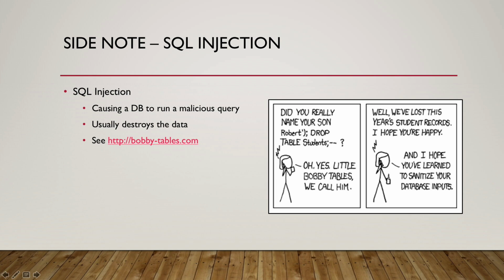Here, a mother's talking to the principal of the school, and he says to her, "Did you really name your son Robert'); DROP TABLE Students;--?" "Oh yes, little Bobby Tables, we call him." "Well, we've lost this year's student records. I hope you're happy. And I hope you've learned to sanitize your database inputs."